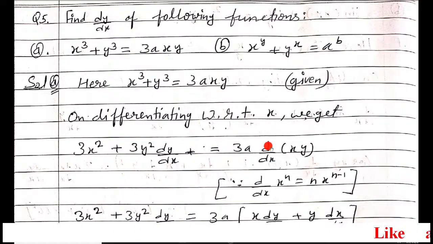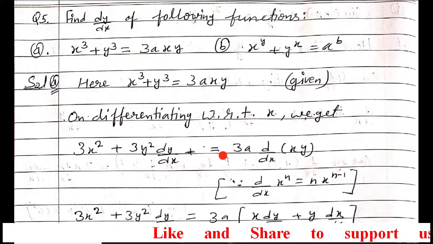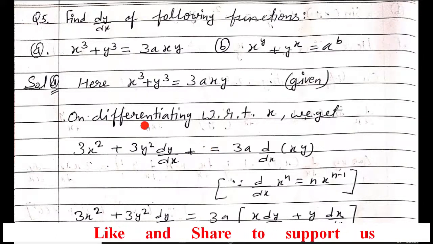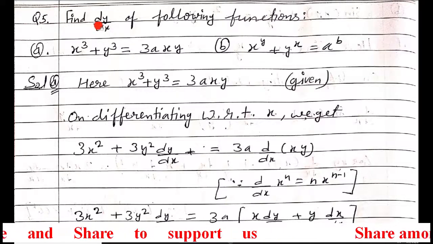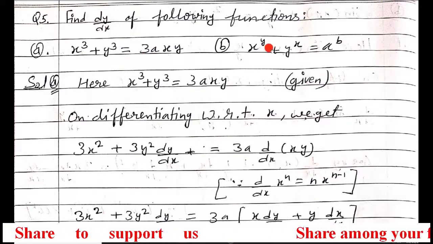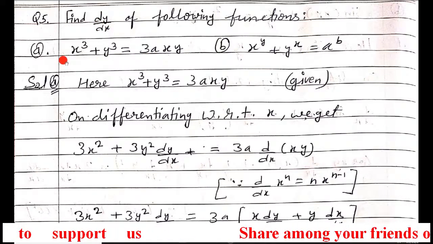Everyone, I am going to explain question number 5 of exercise 7.3 of class 12. This exercise, that is the 7th chapter, is based on differentiation. So in question number 5, as you can see, we have to find dy over dx of these two questions. So we start from part A.